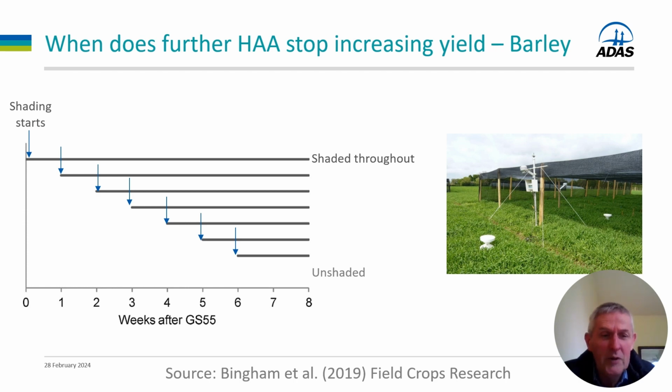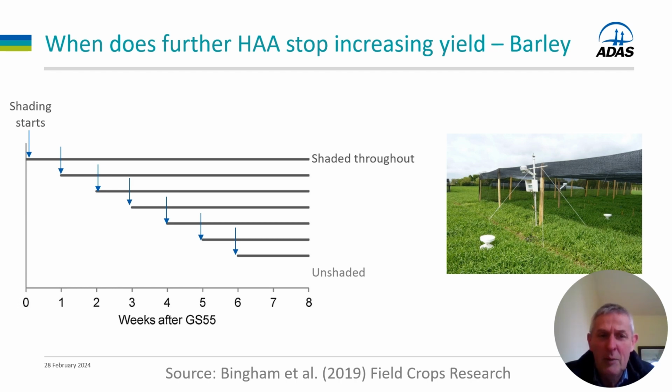So along the bottom we have the number of weeks after the ears were half emerged, so growth stage 55. So there was one set of plots that were completely unshaded throughout, and all of these plots were very well protected against disease, so they remained healthy for as long as possible. The next line up above the unshaded represents some plots which were shaded for the last 2 weeks of canopy life. So from about 6 weeks after ear emergence onwards, they were shaded.